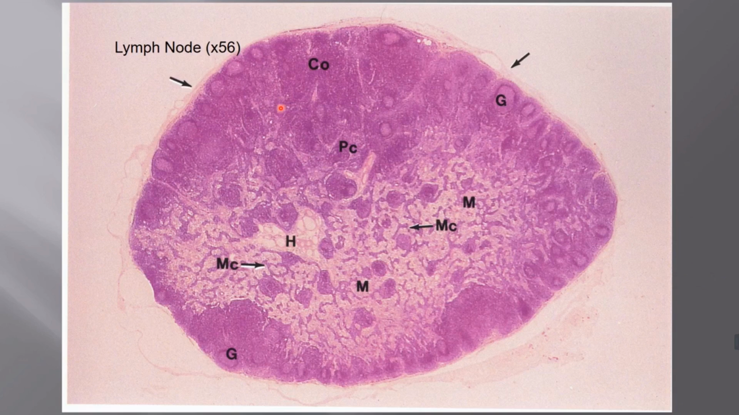Next, as the lymph travels down and through, it's going to get into the medullary sinuses, and it will eventually exit via the efferent lymphatic vessel, and then go to the next lymph node and continue up until it gets back into the venous system.